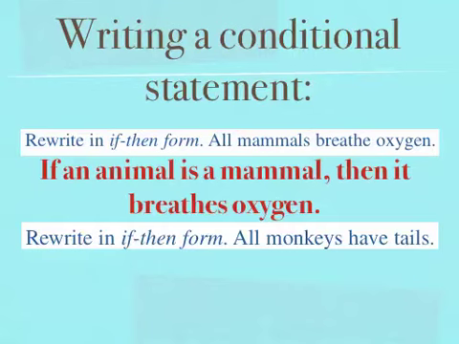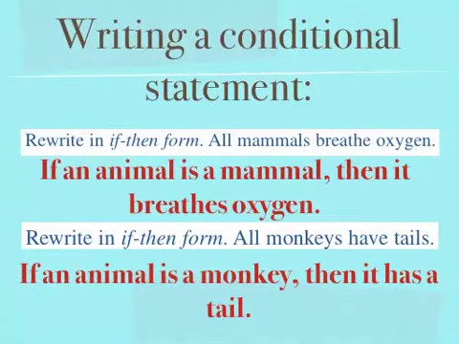The next example asks us to rewrite in if-then form, all monkeys have tails. Notice I do not have an if or a then, so I need to keep the order the same. So I need to say in the hypothesis that we're talking about monkeys, and in the conclusion I need to say that they have tails. So written in if-then form, I can say if an animal is a monkey, then it has a tail.